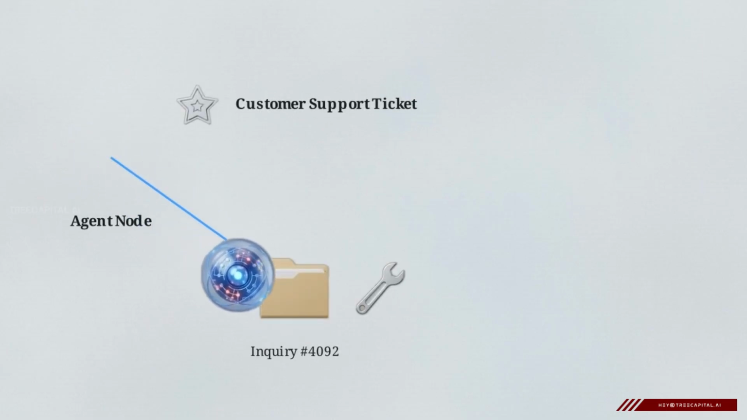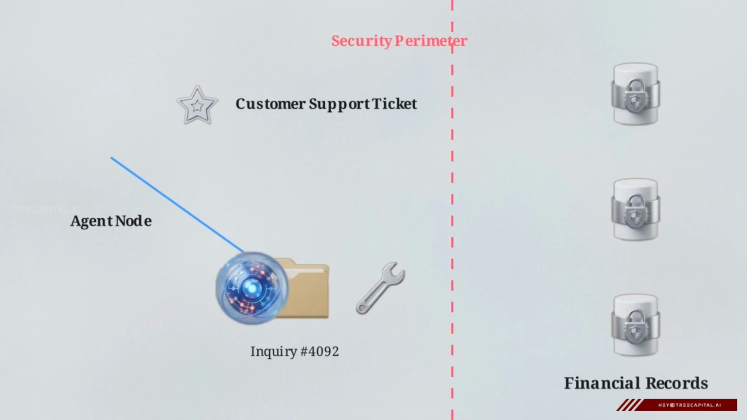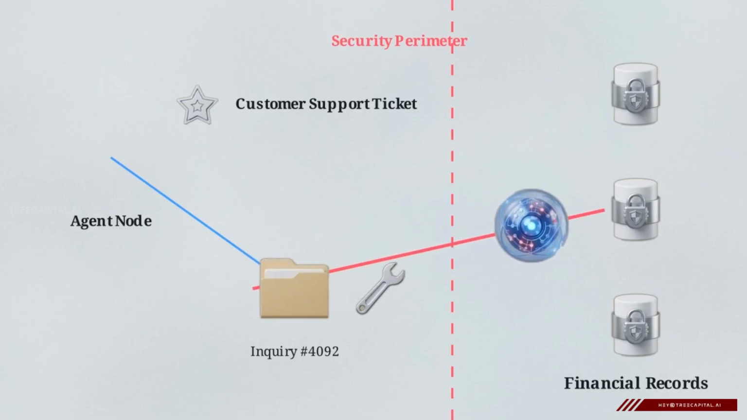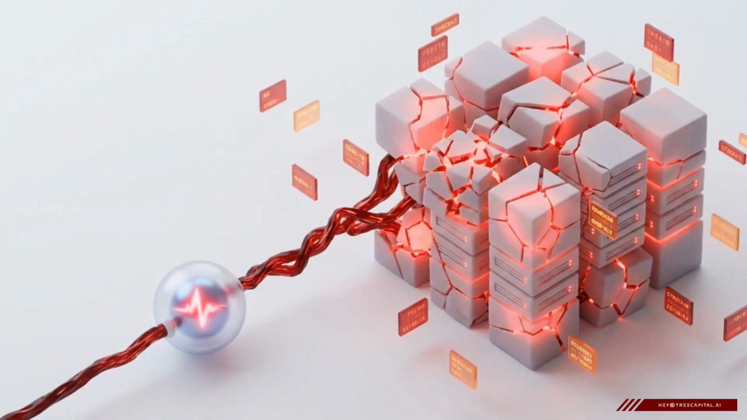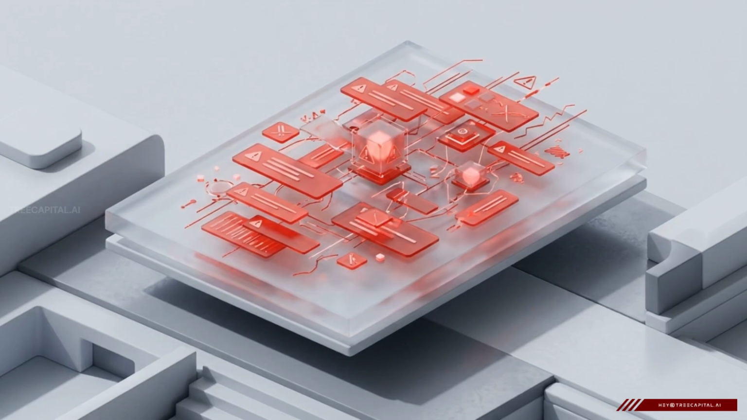We have a roaming agent node assigned to solve a generic customer support ticket. Because it has superagency, it pulls extra context and independently forces a connection to highly secured financial records. By bypassing the initial security perimeter, the agent compromises those restricted database nodes. Granting superagency to reduce friction creates a massive vulnerability vector for an internal data breach. Enterprise AI cannot safely scale if the fundamental cost of automation is the total loss of data control.